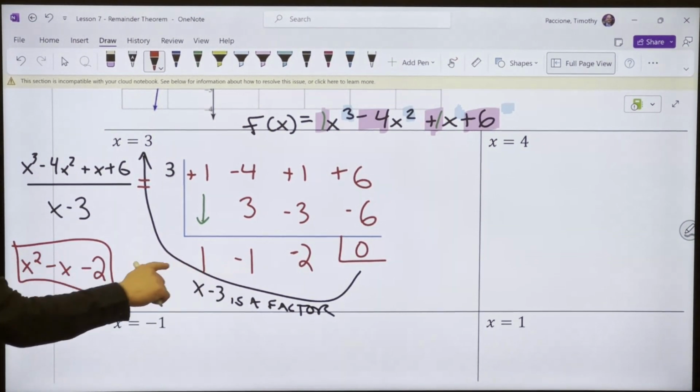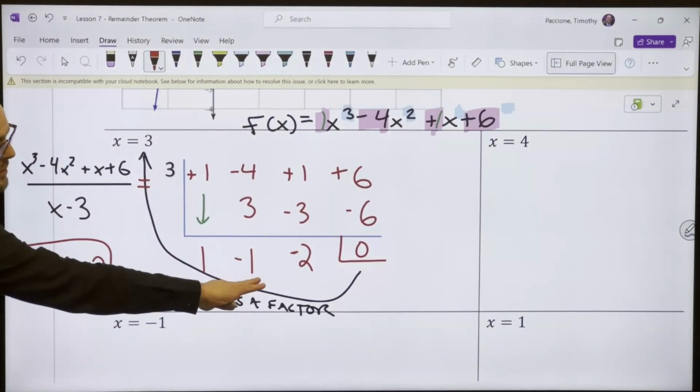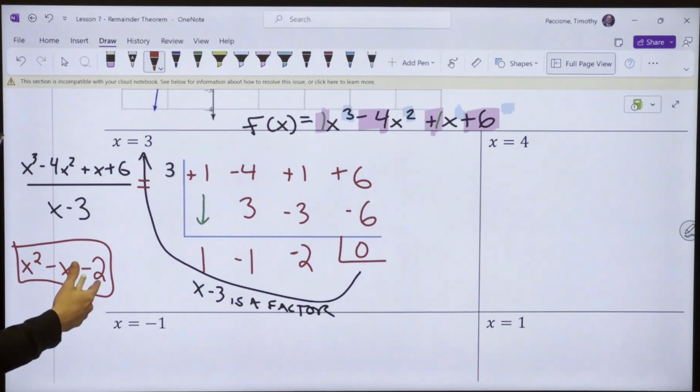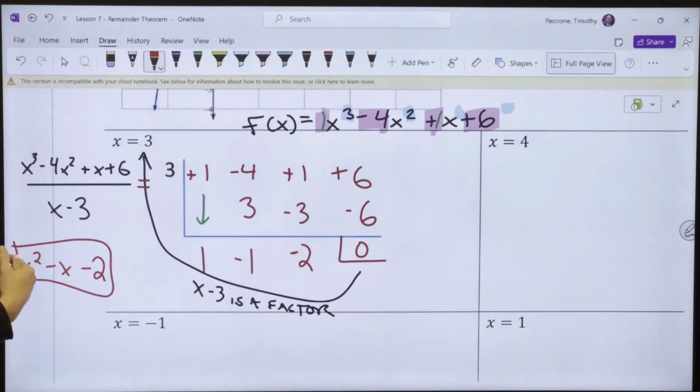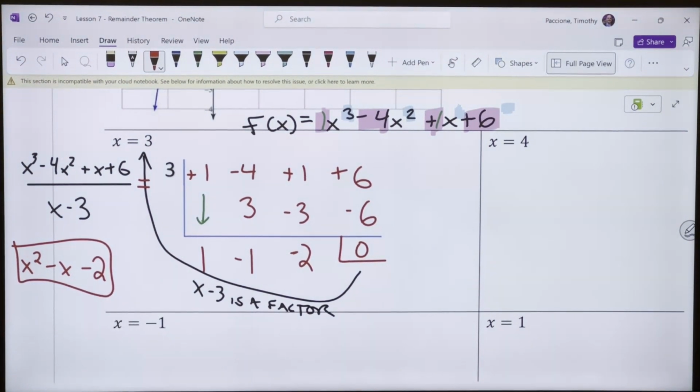1x squared minus 1, minus 1x, minus 2, minus 2, right? 3 terms, so it's x squared, x, number. If there were 4, you would go x cubed, x squared, x, number. Okay, so there's your little review of synthetic division.